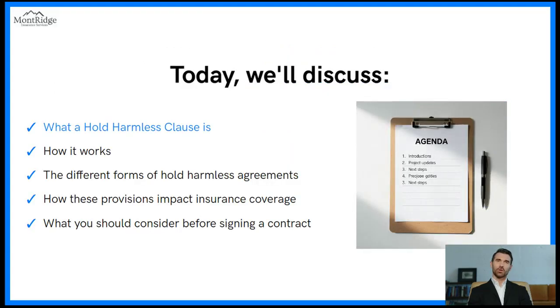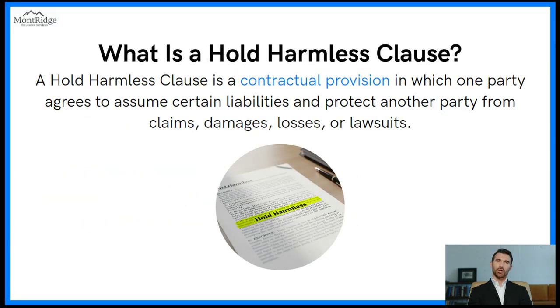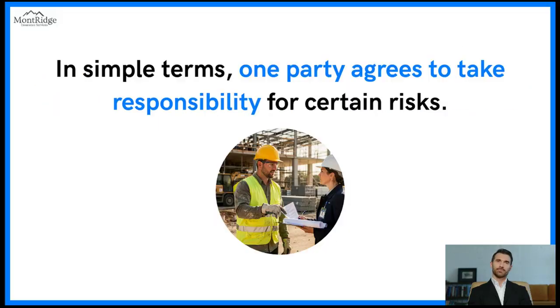Today we'll discuss what a hold harmless clause is, how it works, the different forms of hold harmless agreements, how these provisions impact insurance coverage, and what you should consider before signing a contract. Let's begin. What is a hold harmless clause? A hold harmless clause is a contractual provision in which one party agrees to assume certain liabilities and protect another party from claims, damages, losses, or lawsuits. In simple terms, one party agrees to take responsibility for certain risks.